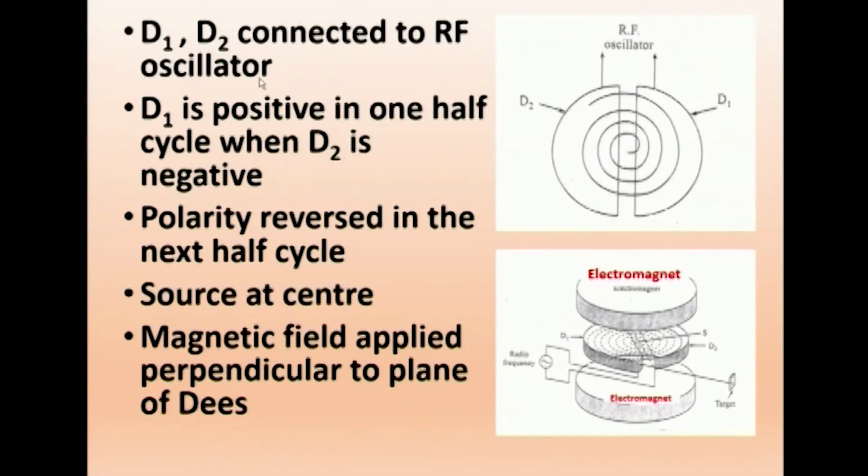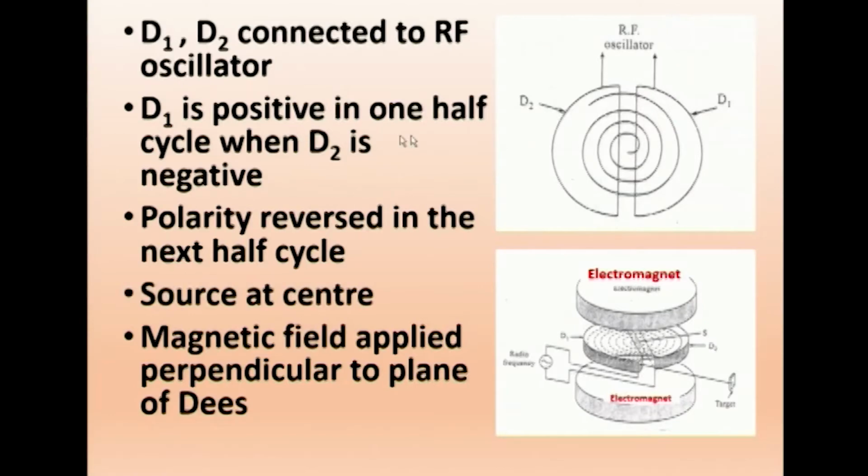Now D1 and D2 are connected to the RF oscillator. The diagram has been put again on this page so that I may not go back. So we have D1 and D2 connected to the RF oscillator, as we already stated. D1 is positive in one half cycle when D2 is negative. This is the RF oscillator, so a sinusoidal oscillation will be there. When this is positive, the other one is negative, because the two terminals are connected. When that is positive, this will be negative.